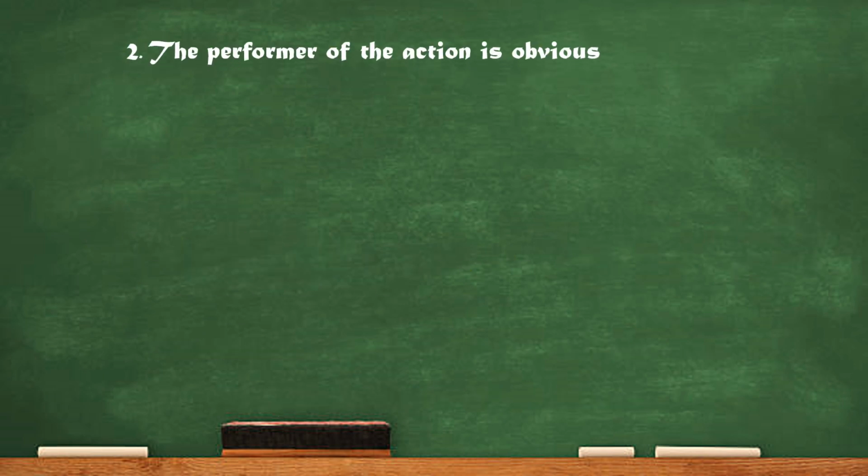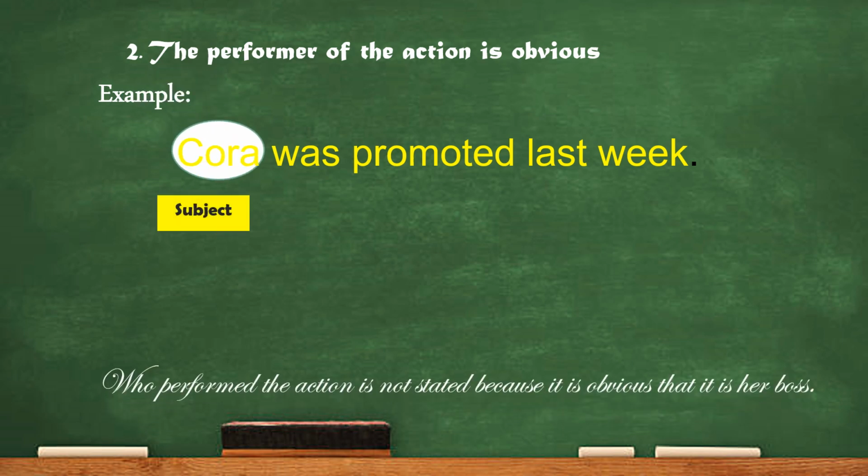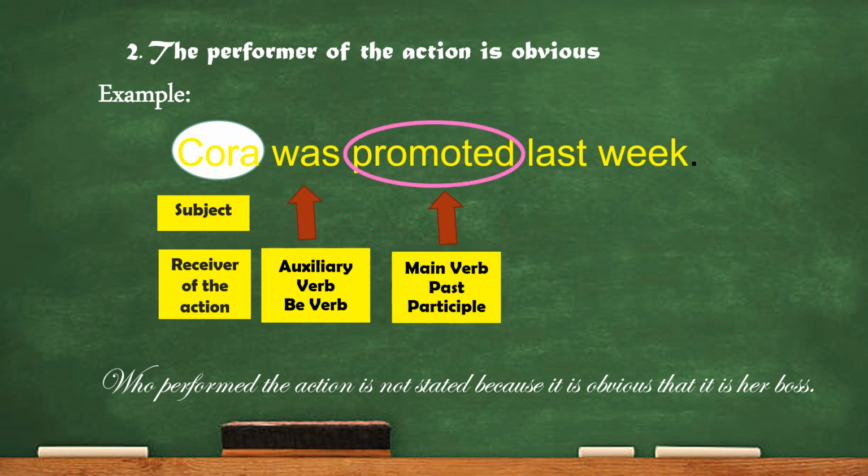When the performer of the action is obvious, here is an example. Cora was promoted last week. Cora, the subject of the sentence, is receiving the action. Who performed the action is not stated because it is obvious that it is her boss. Cora, receiver of the action, plus the be verb was, plus the past participle of the main verb, and that is promoted. So, our sentence is, Cora was promoted last week.